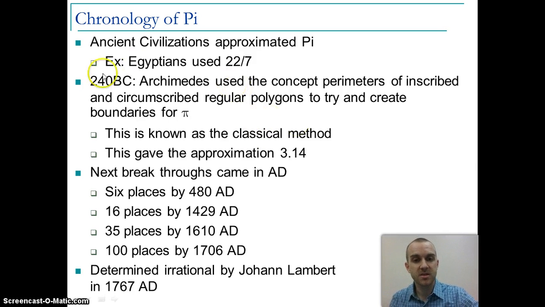And that's called the classical method. And that gave us the approximation that we often use, 3.14. And then you start to see in the ADs breakthroughs in finding pi, to the point where in 1767 it was determined that pi was an irrational number by Johann Lambert.